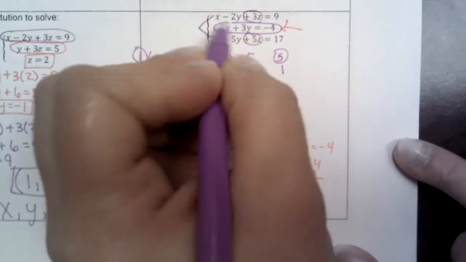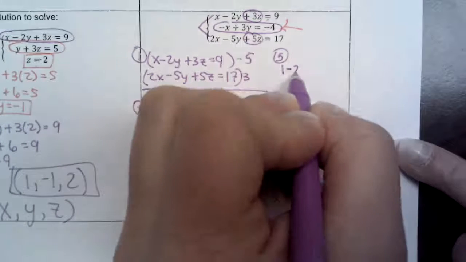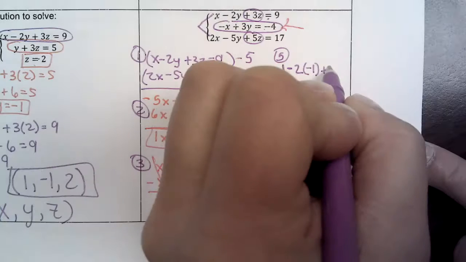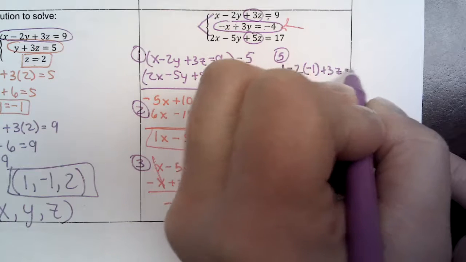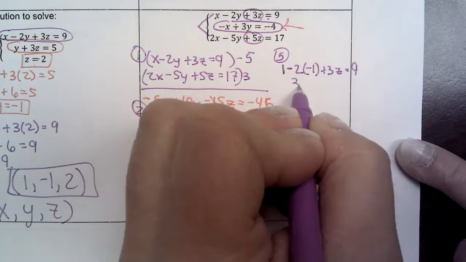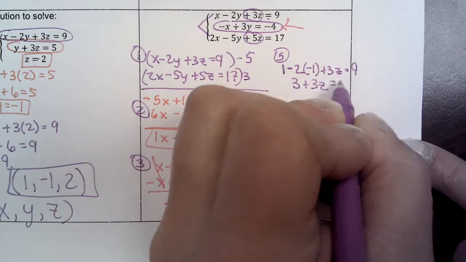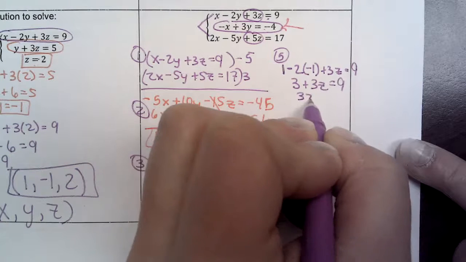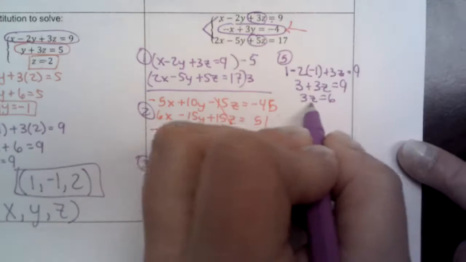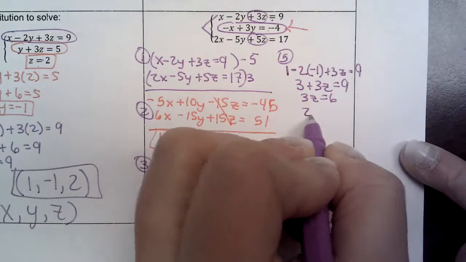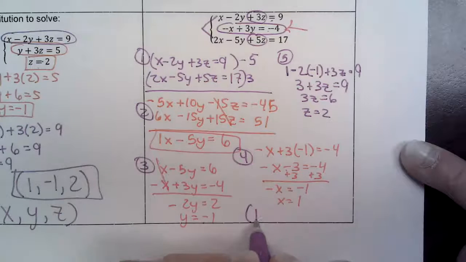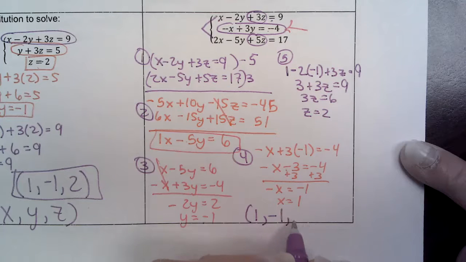My x is 1. I'm just going to plug it into the top equation because it looks like the easiest one. My y is negative 1, plus 3z equals 9. Okay. So now I have 1 plus 2, which is 3, plus 3z equals 9. So I get 3z equals 6 when I subtract 3 from both sides. Divide both sides by 3, and I get z equals 2. Okay, so my answer here is going to be 1, negative 1, and 2.